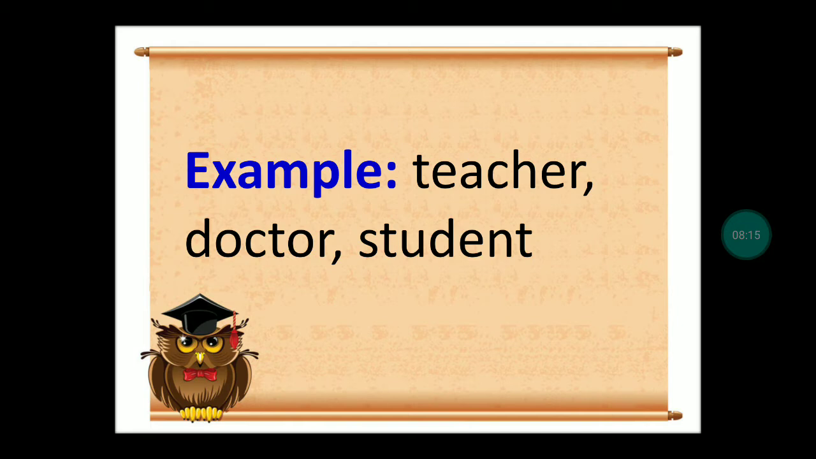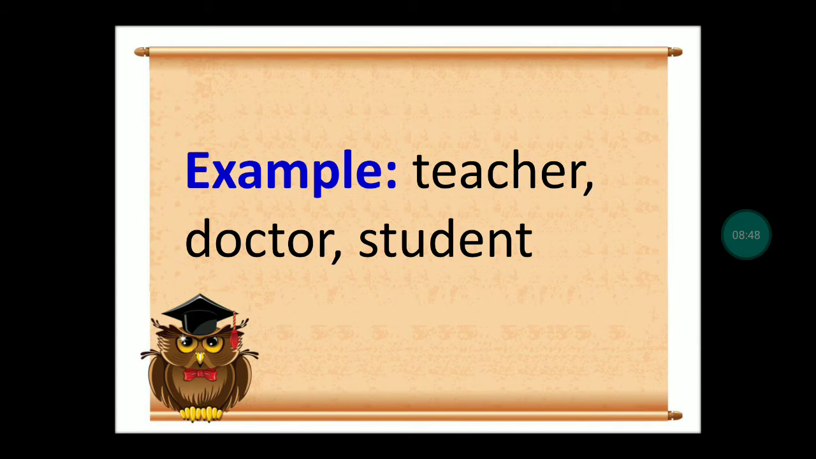So doctor can be female also and male also. Okay, so doctor is a common gender. Student, when I say student, a student can be a boy or a girl, right? So this noun student comes under common gender. Clear? Okay, I hope, dear students, you all have understood masculine gender, feminine gender and common gender.